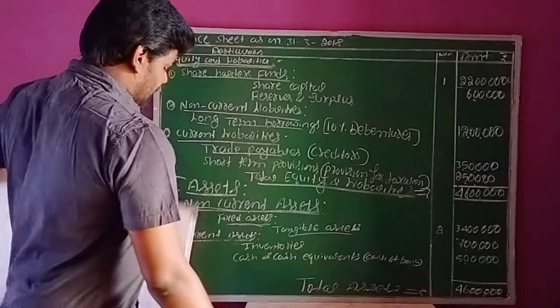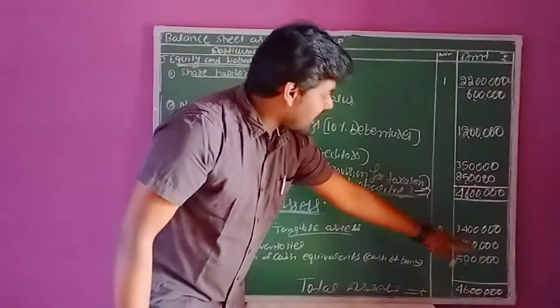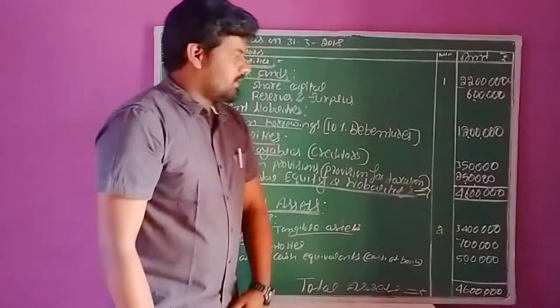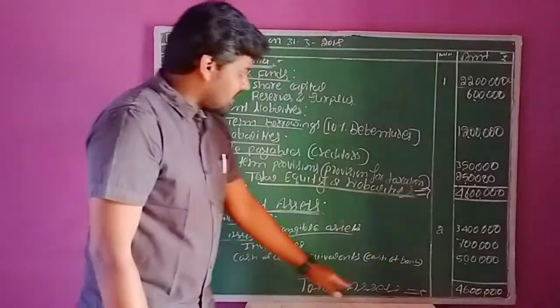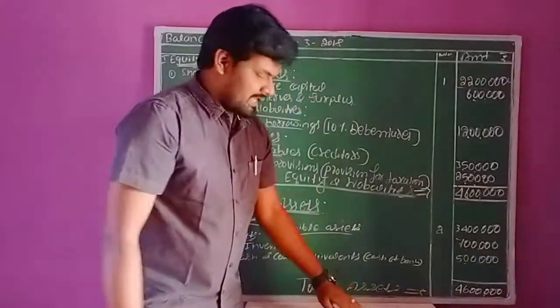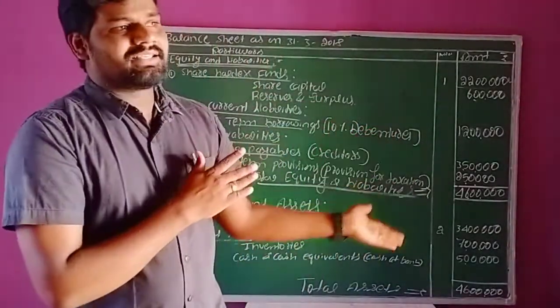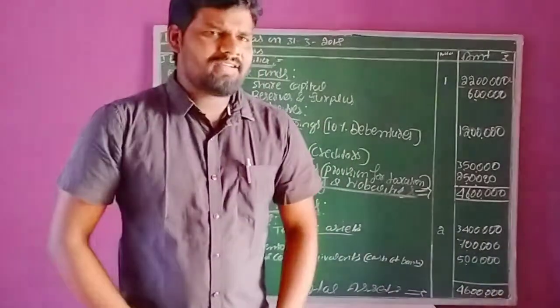Now we need to make the total balance of assets. So 34 lakhs plus 7 lakhs plus 5 lakhs, total 46 lakhs rupees. Here equity and liabilities are 46 lakhs rupees, and in the same way total assets are also 46 lakhs. The balance sheet always has equal balances in the assets as well as liabilities. So this is the solution regarding the question.